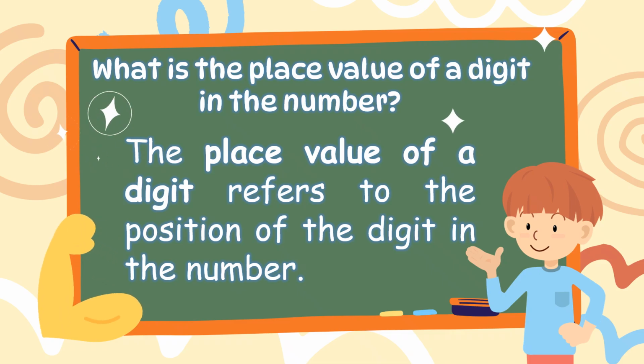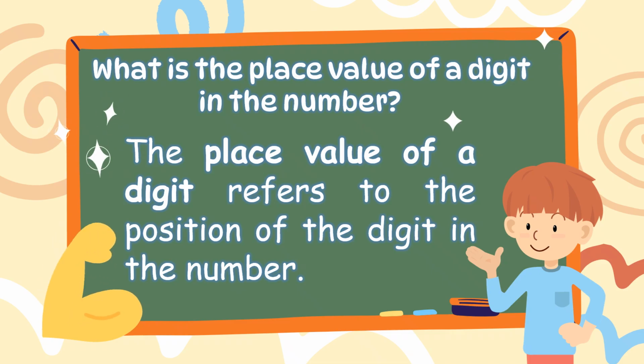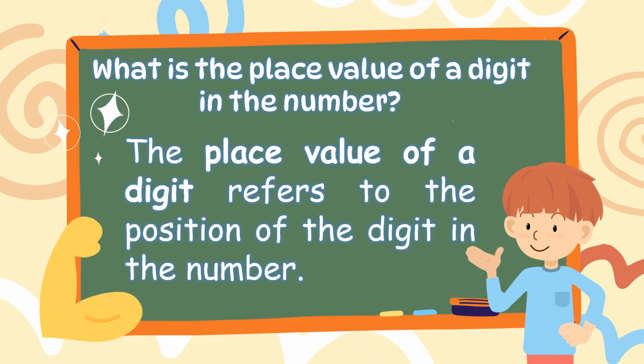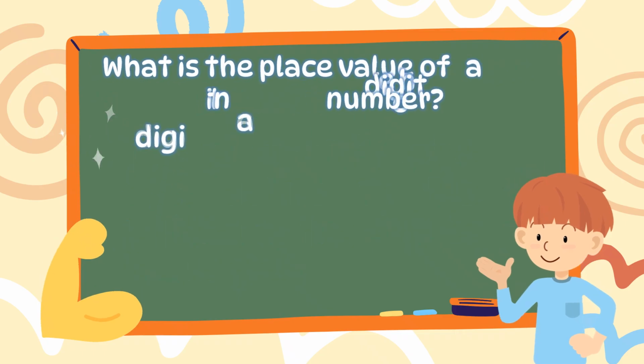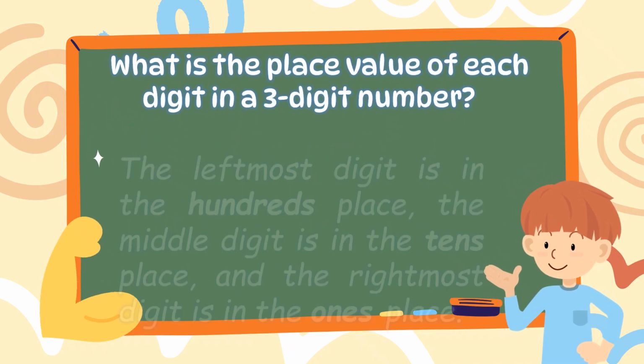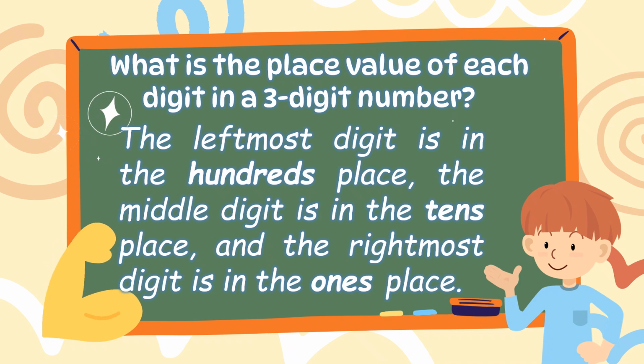So, what is the place value of a digit in the number? The place value of a digit refers to the position of the digit in the number. So, in a three-digit number, the leftmost digit is in the hundreds place, the middle digit is in the tens place, and the rightmost digit is in the ones place.